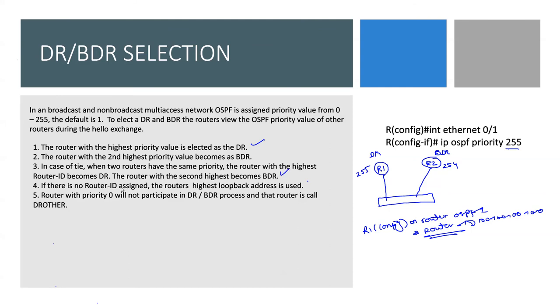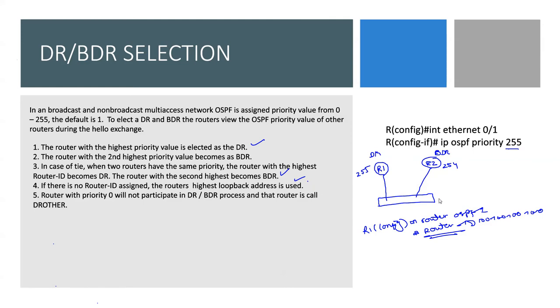And if there's no router ID assigned, the router with the highest loopback address is to be used. So most of the routers in the production networks will have a loopback address, and those loopback addresses are supposed to be configured in the routers for good practice, because the loopback IP addresses are always up and they never go down. So that's very important to remember.